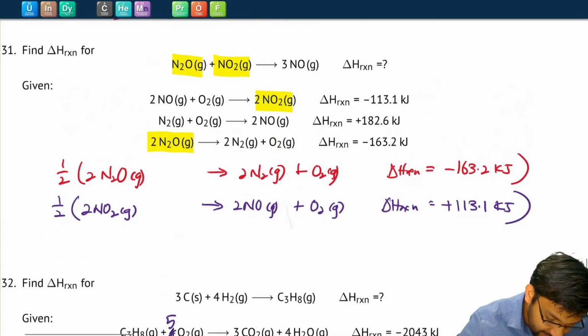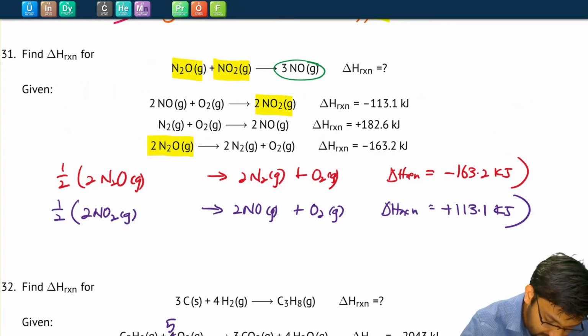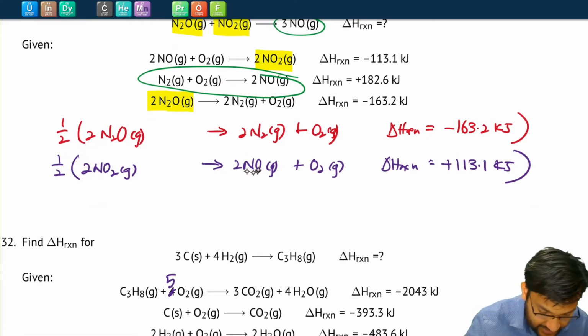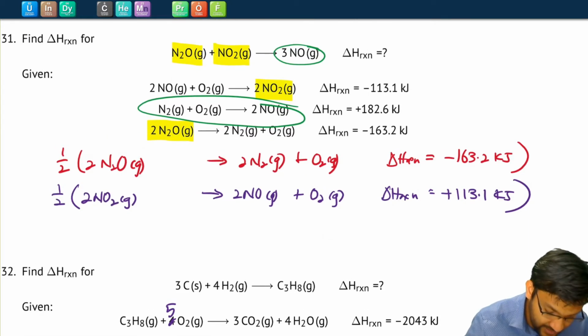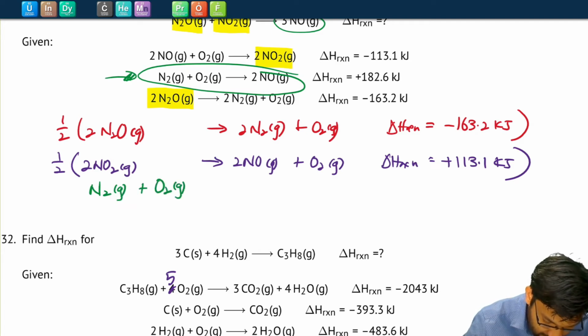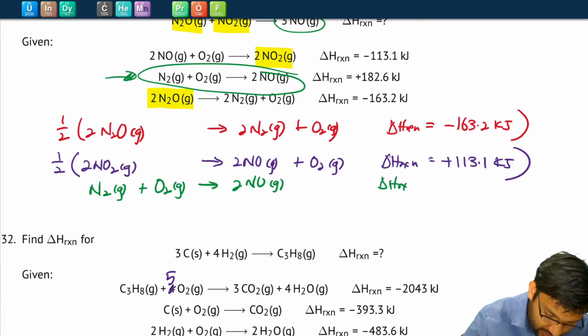All right, and then finally, we're looking for 3 NOs. It can only come from this reaction. Note that we already have half of 2 NOs, which is 1 NO on the product side. So we only need 2 more NOs to make that balance to 3 NOs, right? So we just need to multiply this equation by 1, or write it as is. So this will be N2 gas plus O2 gas to give us 2NO gas, and the delta H for this reaction is just going to be positive 182.6 kilojoules.